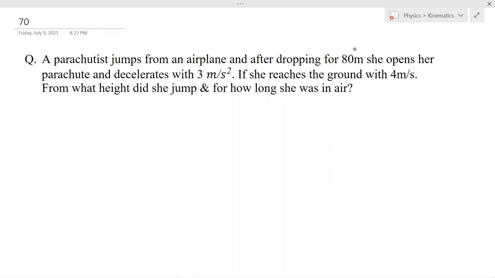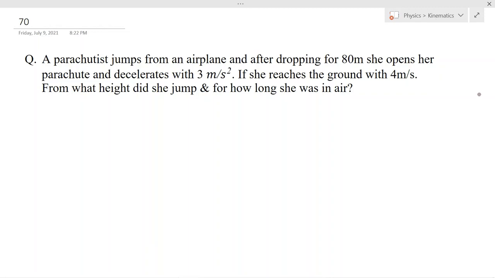A parachutist jumps from an aeroplane and after dropping for 80 meters, she opens her parachute and decelerates with 3 meters per second square. If she reaches the ground with 4 meters per second, from what height did she jump and for how long was she in the air?